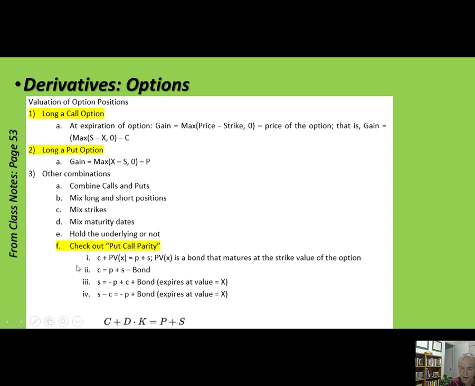All right, so there's just different combinations. There's another way they show it. Remember, I use the X. Some people use the K for strike. So the bond piece can be shown different ways. But it's always call plus bond equals put plus stock.